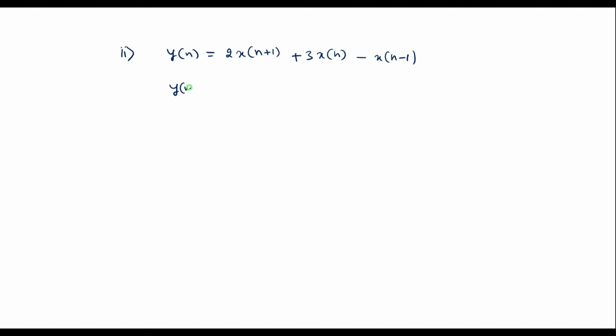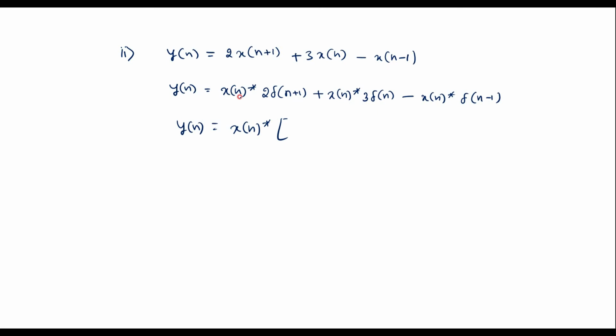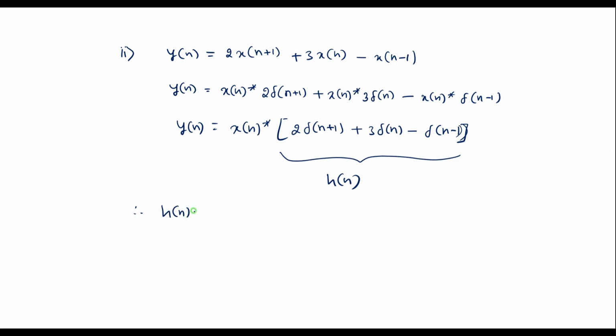So I will rewrite this expression in terms of impulse signal as y of n is equal to x of n star, I can represent it as 2 delta of n plus 1 plus 3 x of n star delta of n, minus x of n star delta of n minus 1. Or I can represent it as y of n is equal to x of n star, I'll take this as a common, 2 delta of n plus 1 plus 3 delta of n minus delta of n minus 1. So here I can say that this is the impulse response of the system, that is h of n. Therefore, impulse response of the system h of n is equal to 2 delta of n plus 1 plus 3 delta of n minus delta of n minus 1.